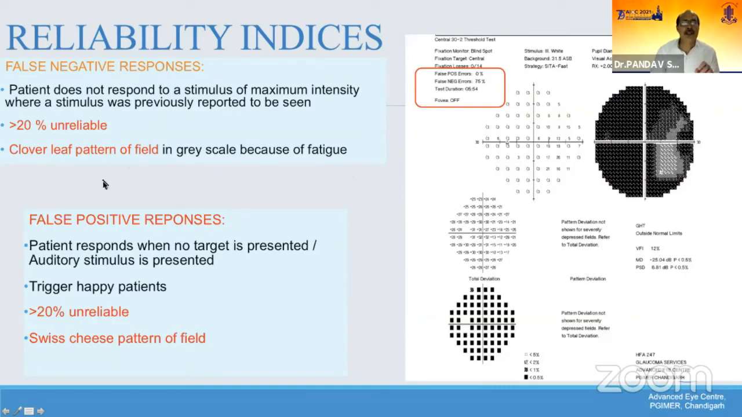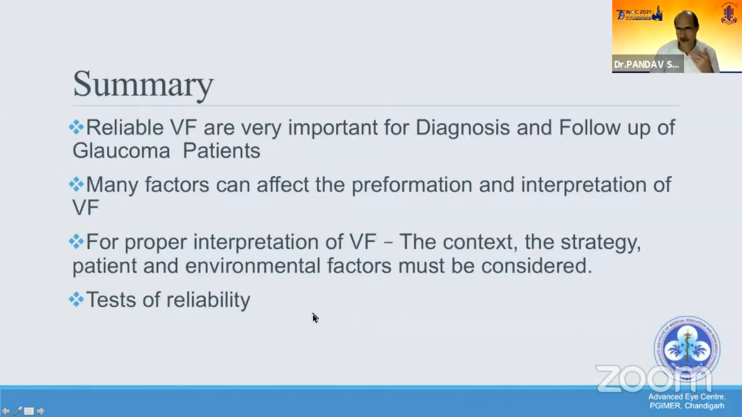By and large, generally speaking, if you have more than 20% losses in these parameters, then you have to look at the visual field and you might like to repeat the test. To summarize, visual fields are very important for diagnosis of glaucoma patients, and many factors can affect the performance and interpretation. For proper interpretation of visual field, the context, the strategy, the patient, the environment, and many other factors should be considered. And finally, you have some tests of reliability printed on the chart. They should be within those limits of acceptability.